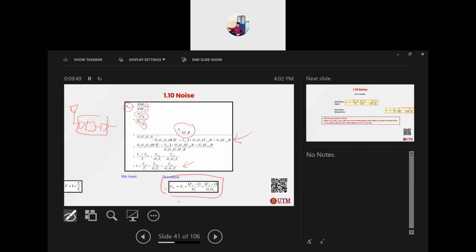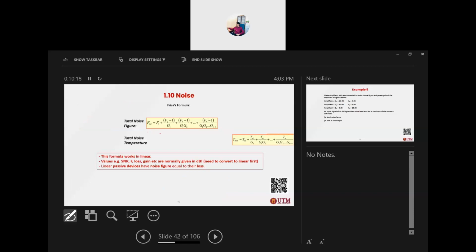If the system, for example, involves components with 4 gain values, you will stop at G3. But for example, if our system here only has 3 components with 3 gain values, then you stop at G1, G2. So if we go to the general term, which is this: F total equals F1 plus F2 minus 1 over G1, plus F3 minus 1 over G1 G2. We stop here because we only have components having 3 values of gain. So that's why we get F total. This one is the noise factor. Then you can do the noise figure.